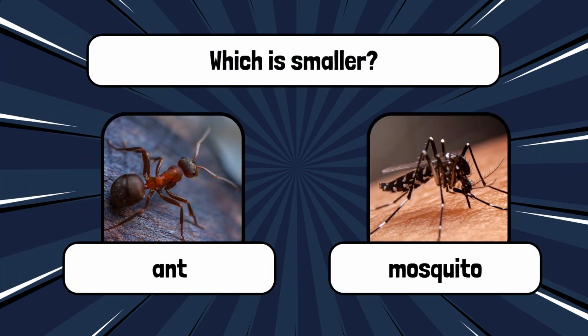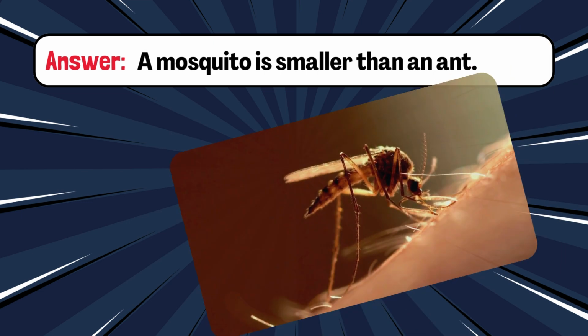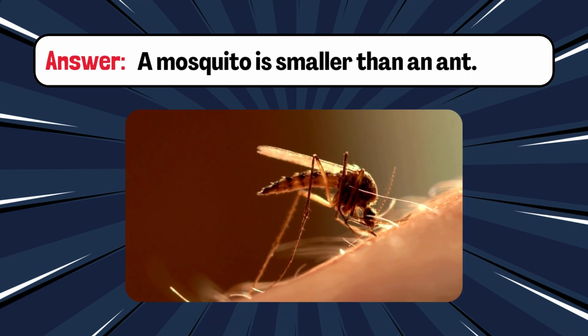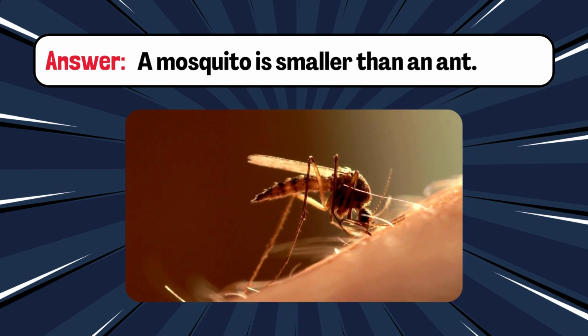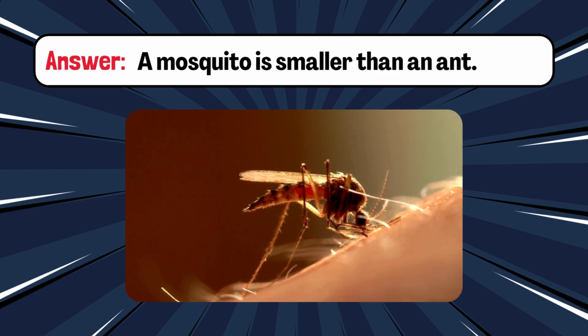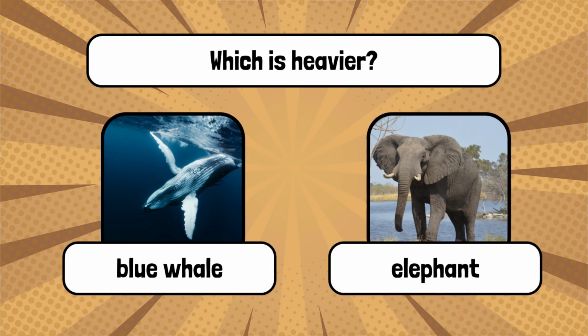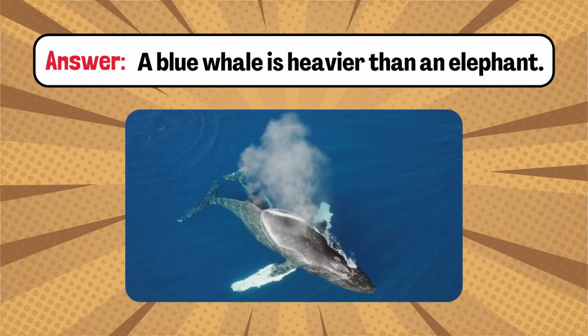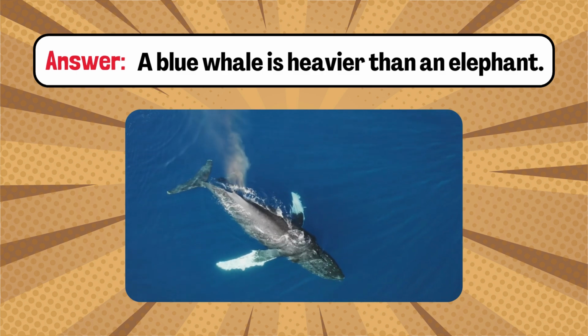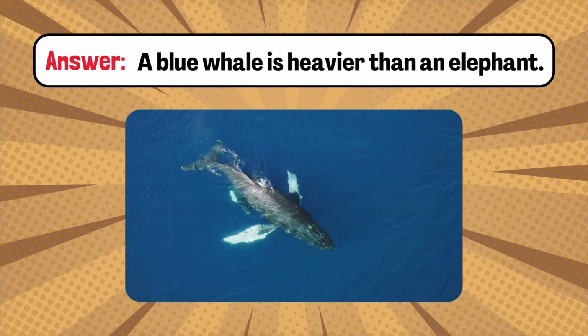Which is smaller? Ant or mosquito? The answer is a mosquito is smaller than an ant. Which is heavier? Blue whale or elephant? The answer is a blue whale is heavier than an elephant.